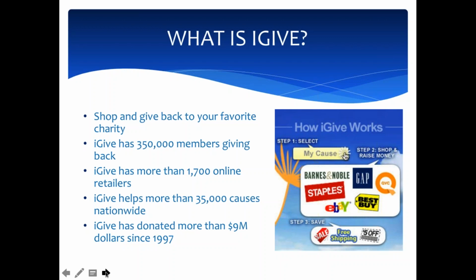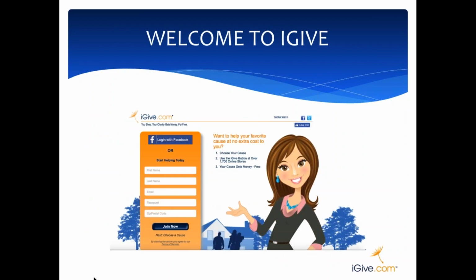We have more than 1,700 retailers online, and we're constantly adding more. So Staples, Barnes & Noble, Home Depot, Sephora. We have a list online of all the stores, and you can easily search, and we'll talk about that.